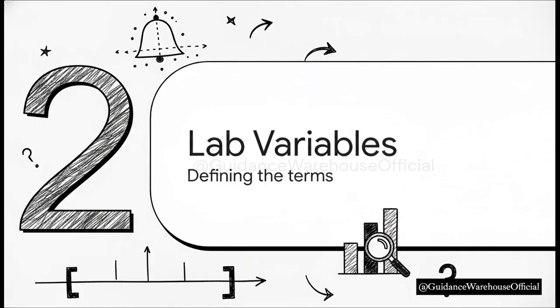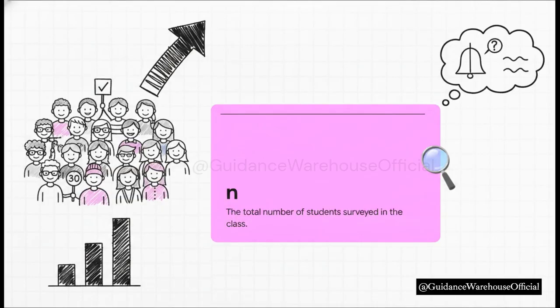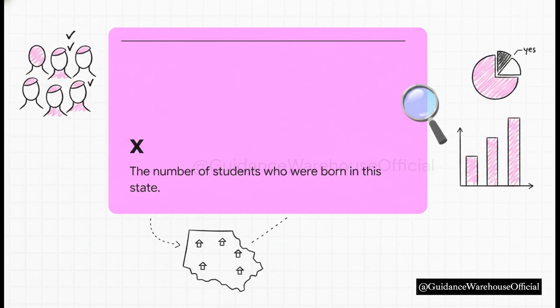Section 2. Defining lab variables. Let's break down the math. First up, we have the letter N. In statistics, N is just the total number of people you surveyed. So, if there are 30 people in your room and you successfully polled all of them, your N is exactly 30. Next is X. This is your specific target count, the exact number of students who actually answered yes to our survey question.